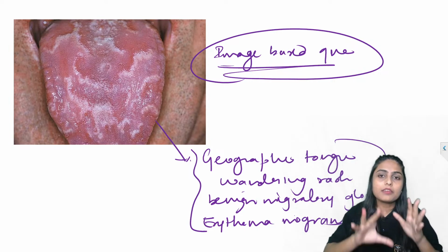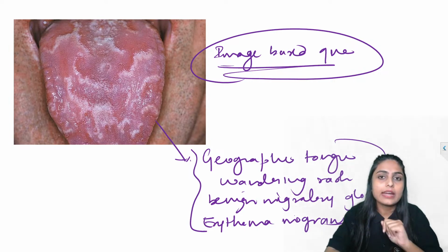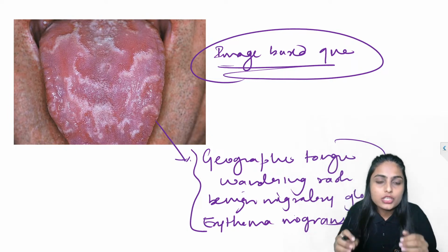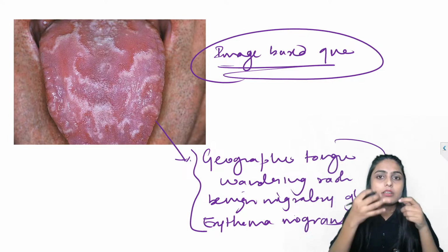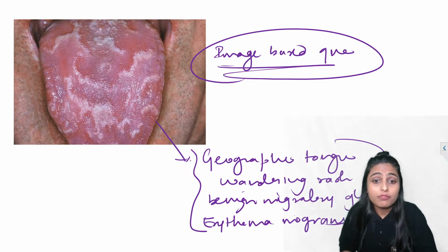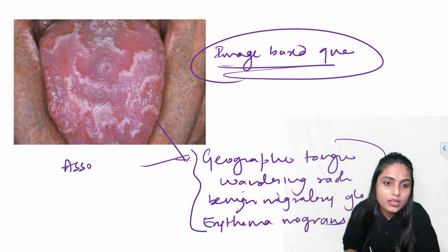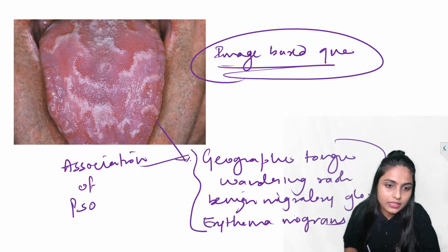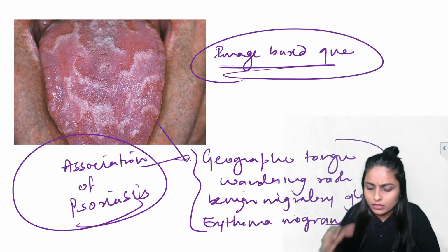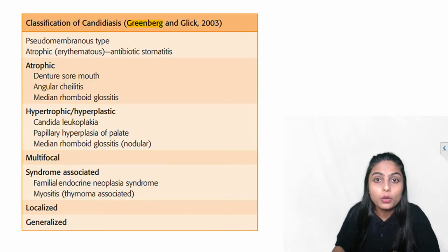This is the most frequently asked image based question. They can put a condition where a patient came with a history of psoriasis, and he showed this appearance of tongue. This is nothing but geographic tongue. So association with psoriasis is also discussed in geographic tongue. This is one condition that you need to know.